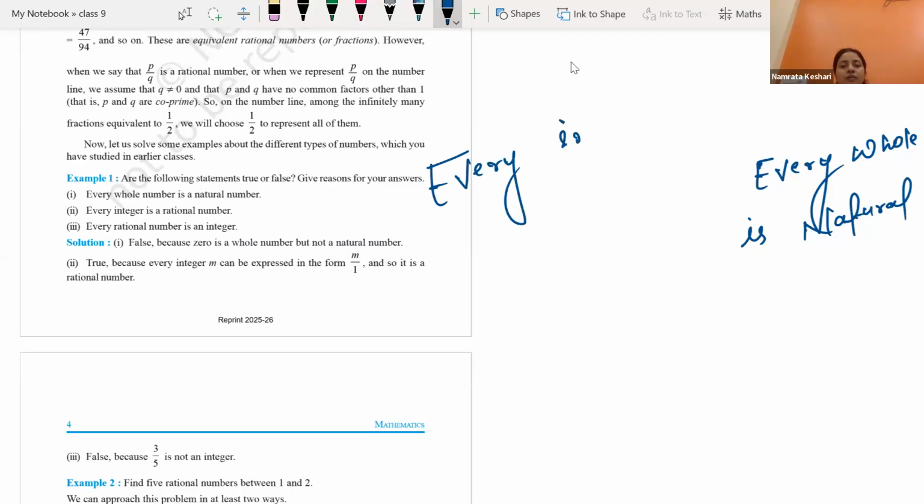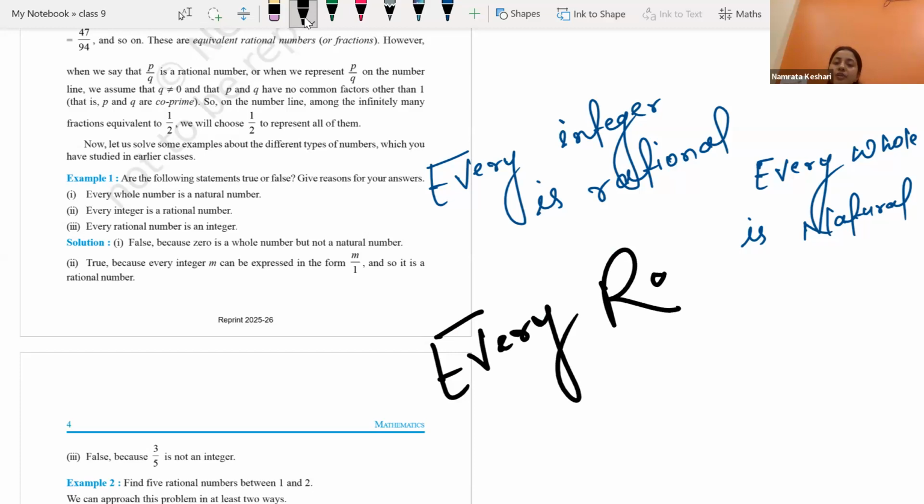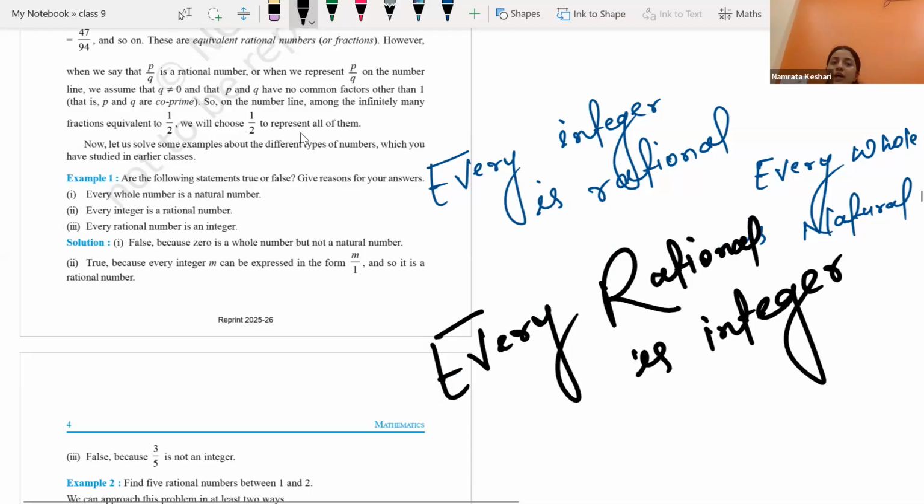Next, every integer is rational. Yes, it's true. All integers are rational. All integers come inside rational. Every rational is an integer? False. Every rational is not an integer. So far, any confusion?